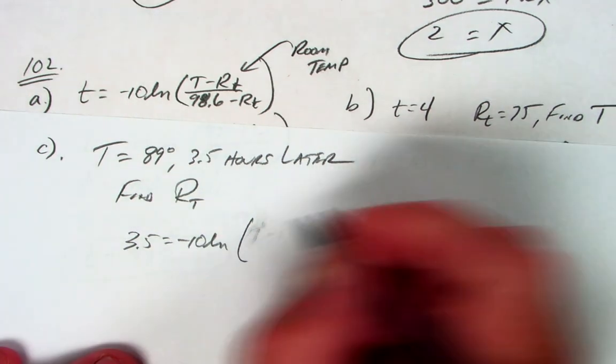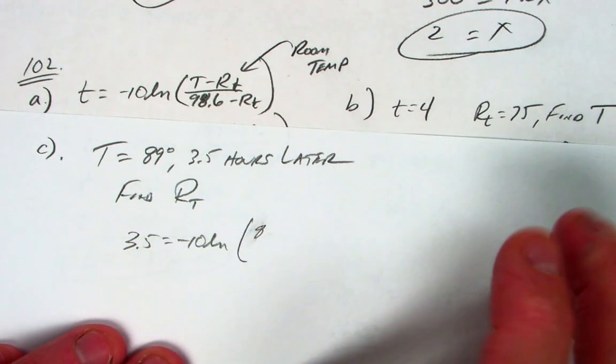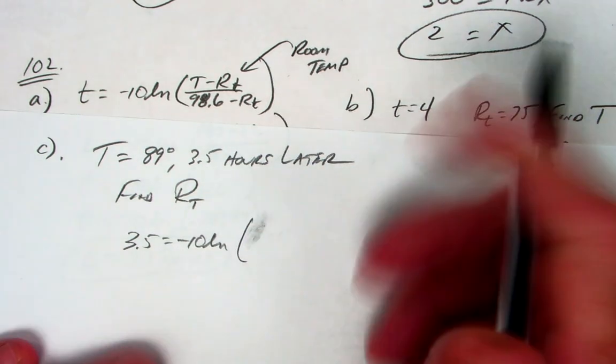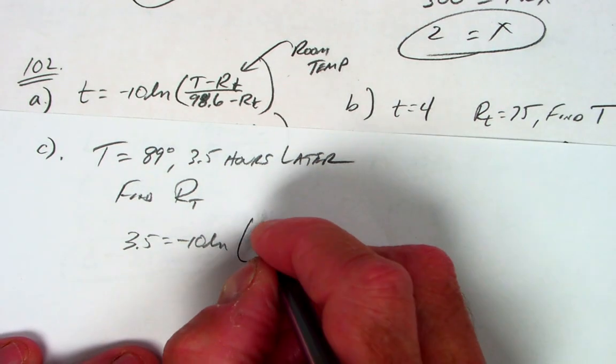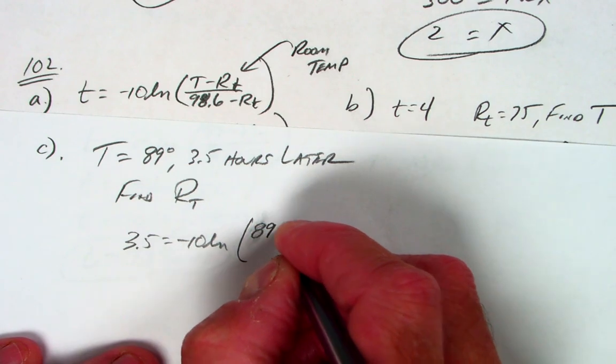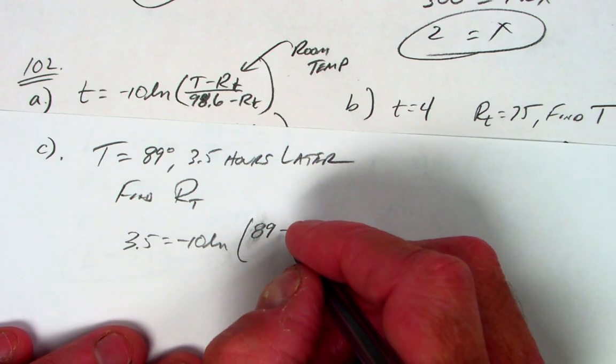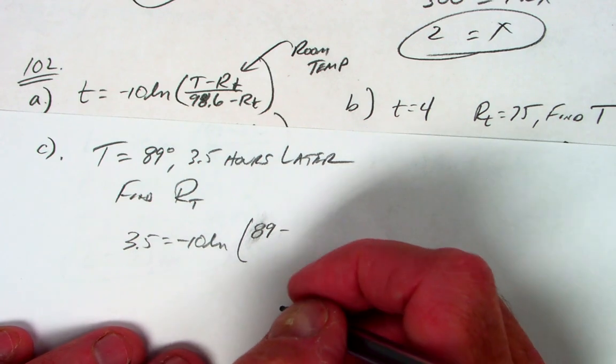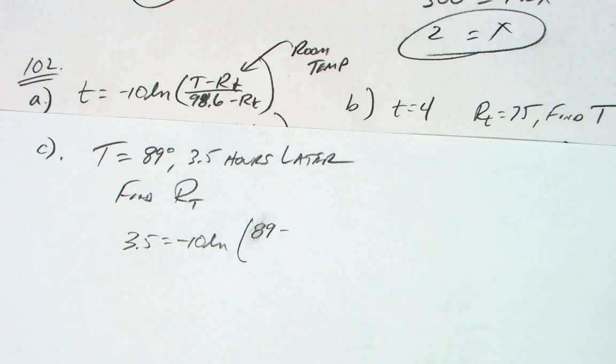Too many T's. What's the first T stand for? T equals time in hours. It's time. Okay. Are we still using the 9.81 or 98.6? Yes, because that's your original value of the body temperature. We're assuming. Okay.